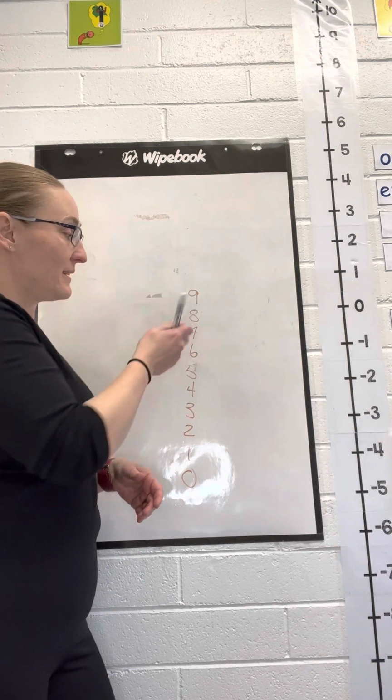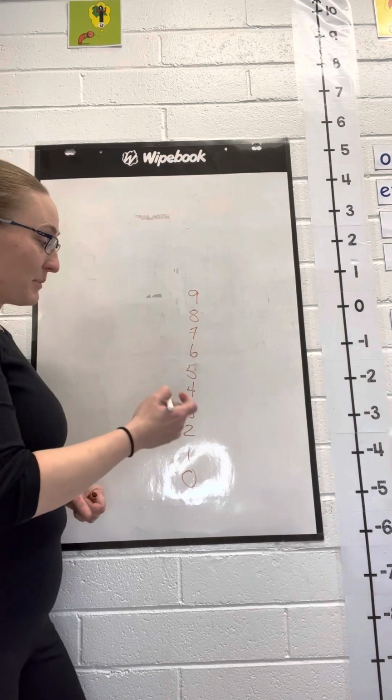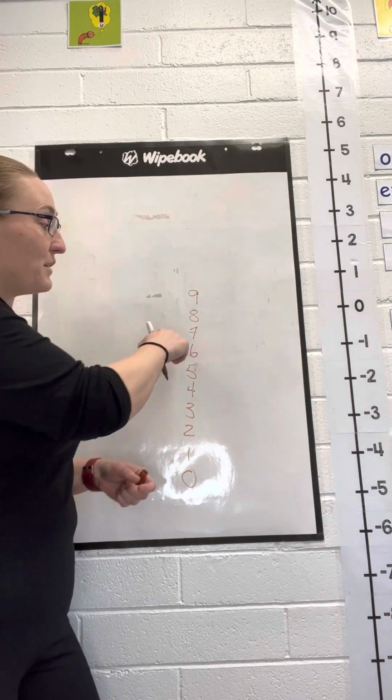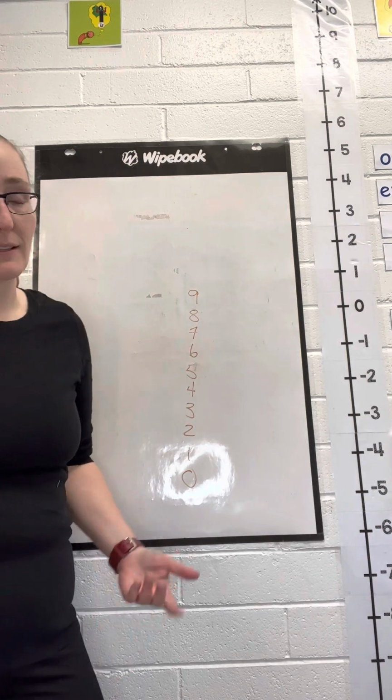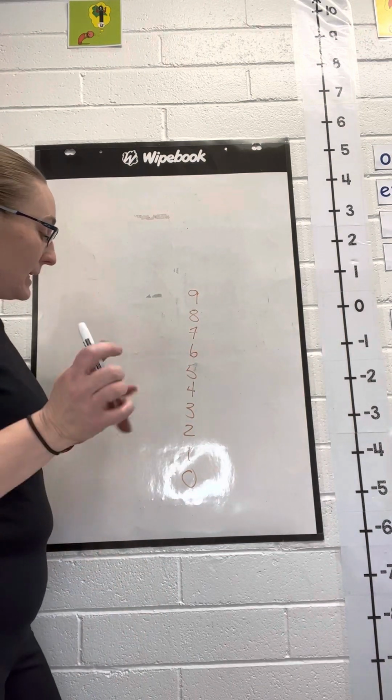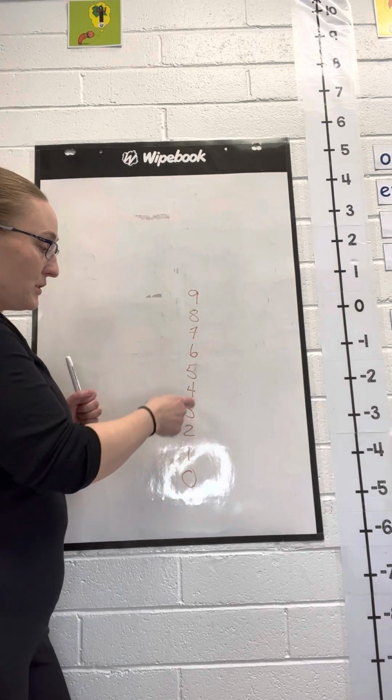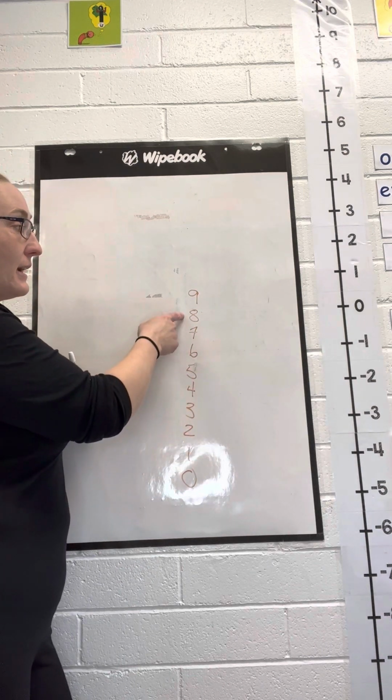Sometimes they comment on my 7s with the line through them. I say that's because some people make their 1s look almost like that, so that you know that's a 7 and not a 1. Some of them write their 7s like that, and some of them don't, and it's fine either way. Anyway, so we talk about how we go 0, 1, 2, 3, 4, 5, 6, 7, 8, 9.